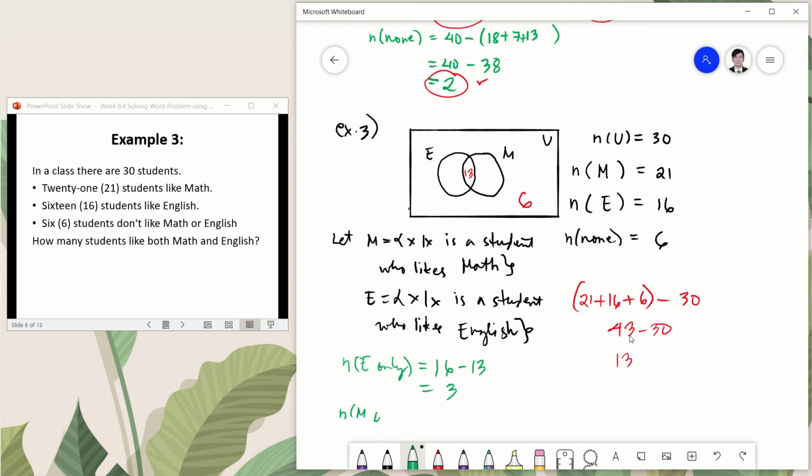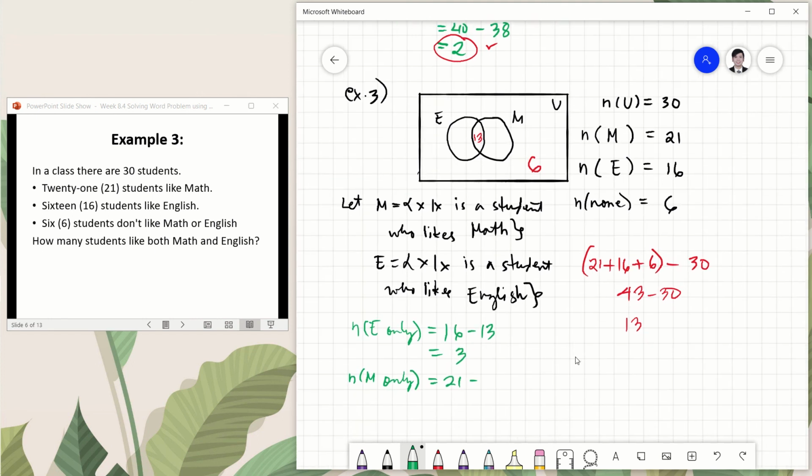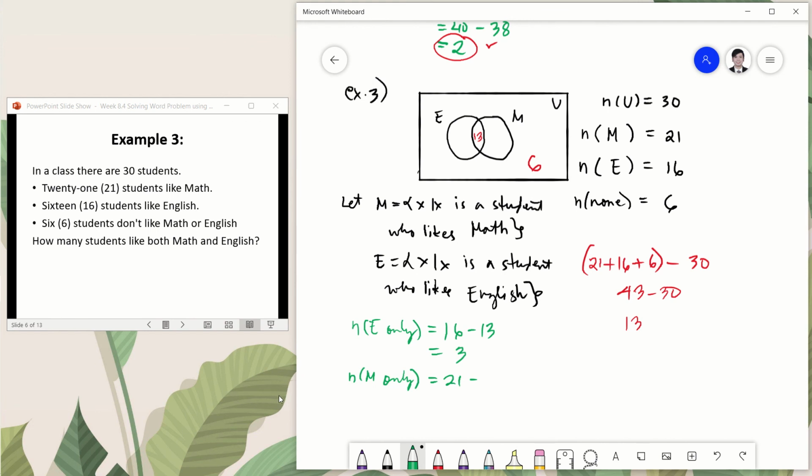And then those who like math only: math is 21, but we need to subtract the number of students who like English as well. So we only want to know how many students like math alone. So 21 minus 13 is 8. So there you go. E only is 3, M only is 8. So we can answer the problems now. Again, when you do your performance task, the conclusion has to be in complete sentences.